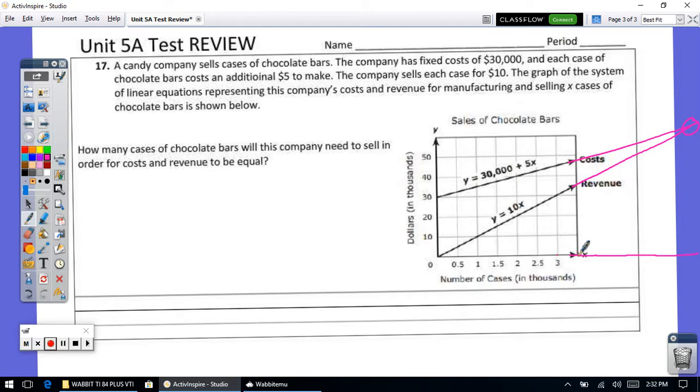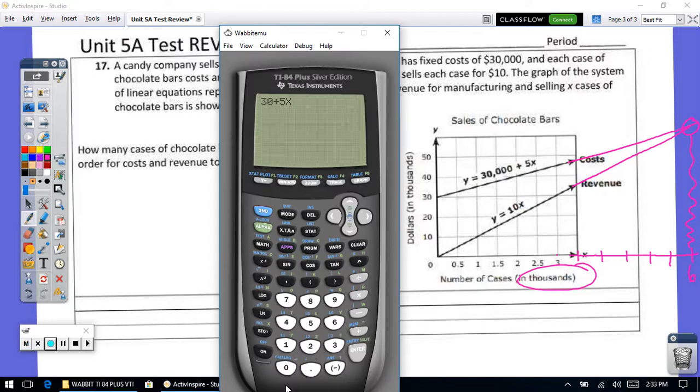So we're at 3, 3.5, 4, 4.5, 5, 5.5, 6. We could probably make a conclusion that it's going to be about 6,000, right? Or we could graph these two and figure out where they cross. So we'll graph it. Instead of using 30,000 plus 5x, since this is the y-intercept, I'm just going to use 30. So 30 plus 5x and then 10x. Graph it.